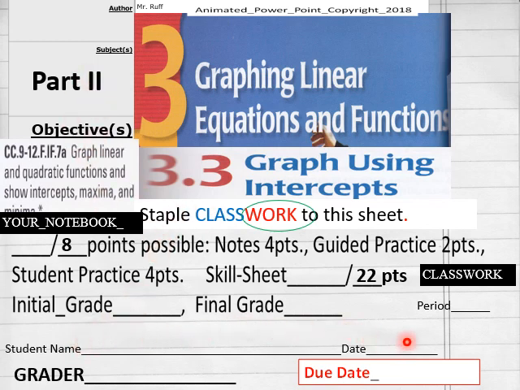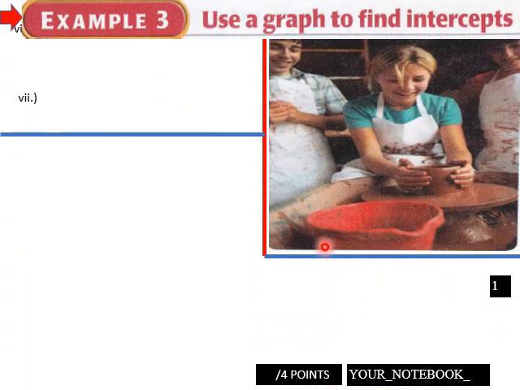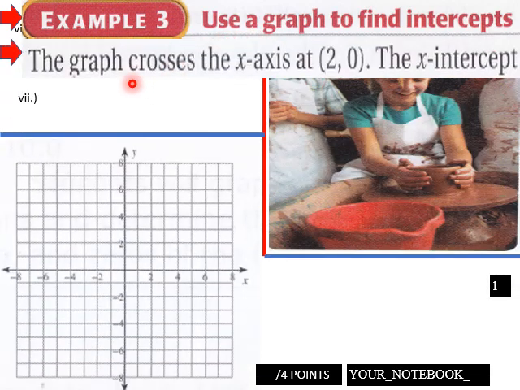Students, put your name, date, and period here on your phone, your iPad, your PC, your Chromebook. Going to page 1 of today's lesson, which is a notebook entry. Example 3, use a graph to find intercepts.